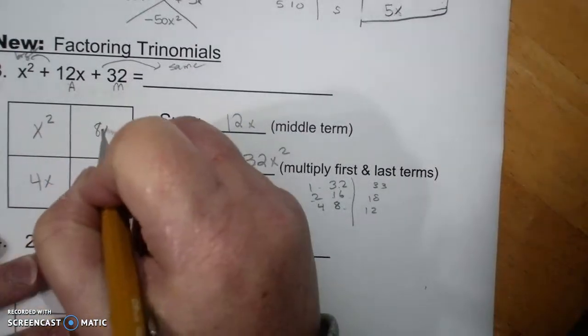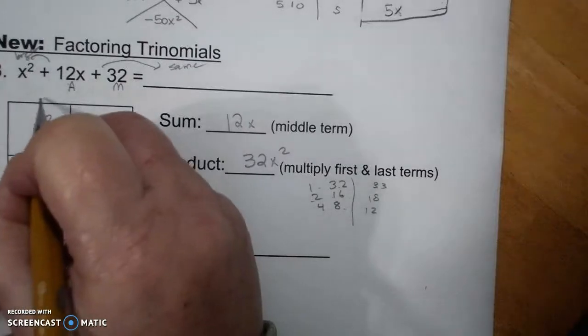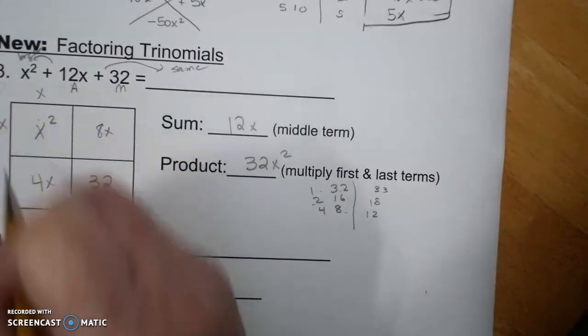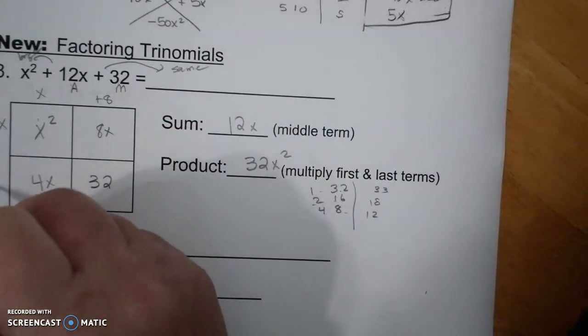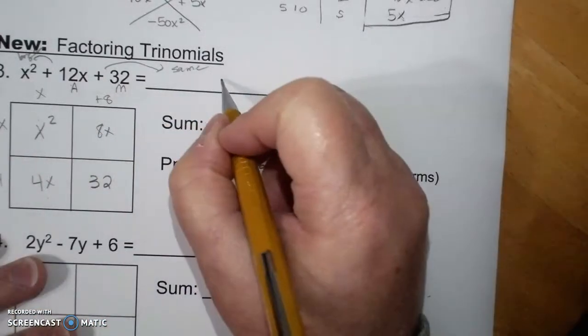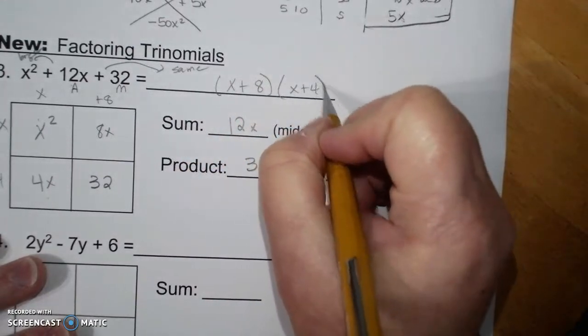But know that we have to have x's. And then when I factor, x squared has to be x and x. X plus 8 and x plus 4. So it would be x plus 8 and x plus 4.